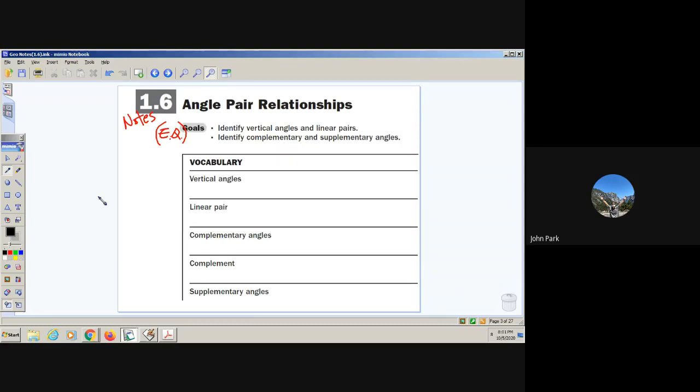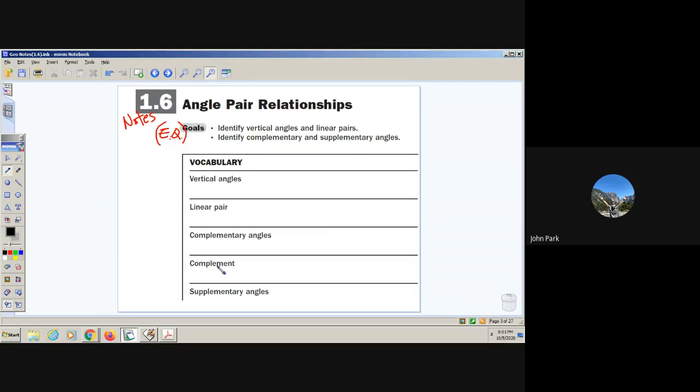Okay, good morning. All right, so today's notes is going to be 1.6 about angle pair relationships. Today's goal or essential question will be learning to identify what are vertical angles and what are linear pairs. We're also going to identify what are called complementary and supplementary angles.